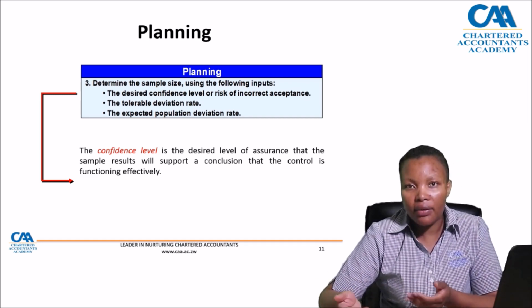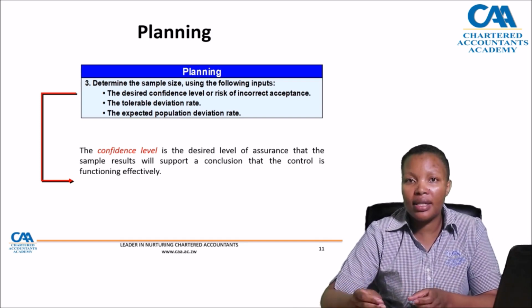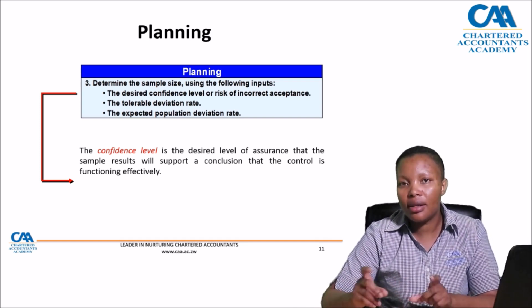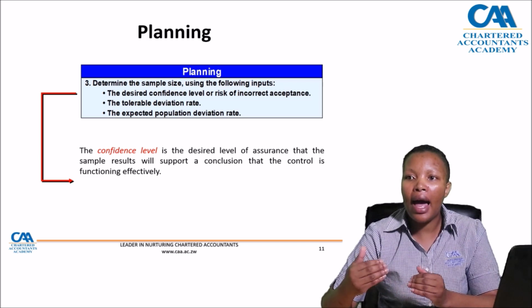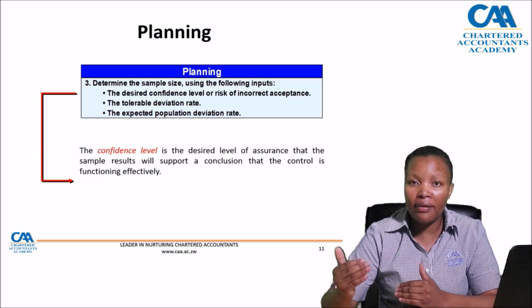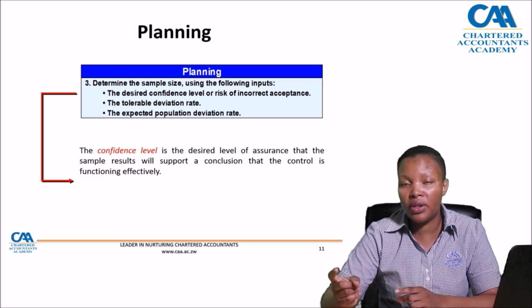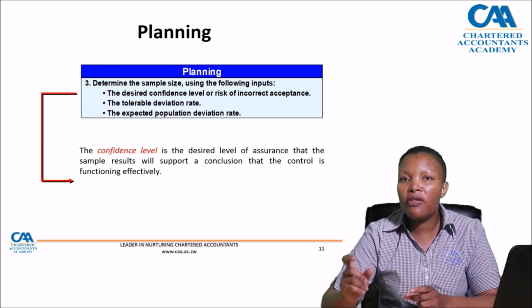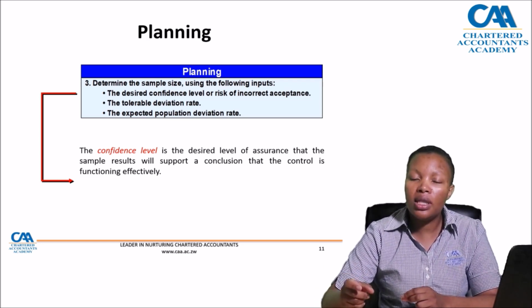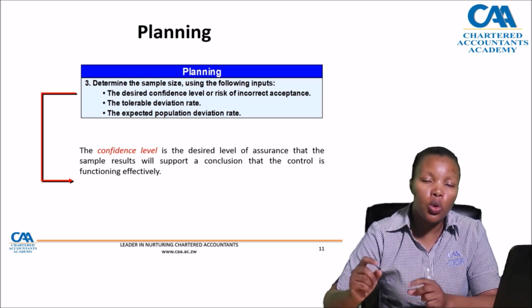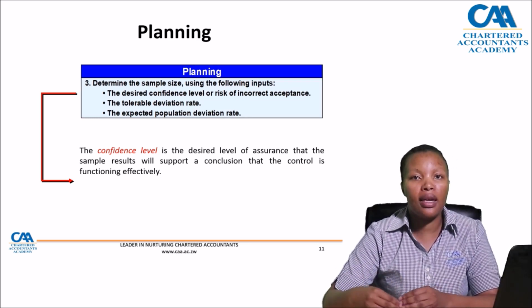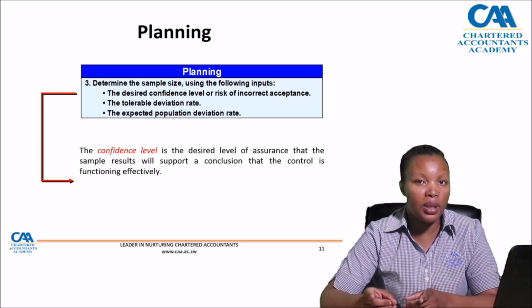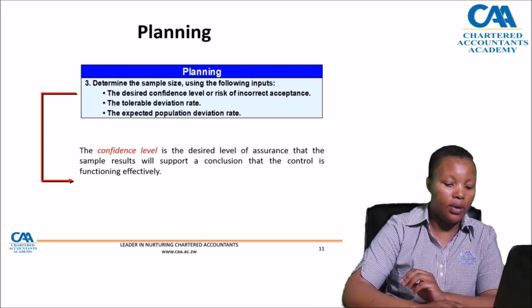So what's a high level? A high level could be a 95% confidence level. That is what the auditor is saying: I can accept a 95% confidence level. That is to say maybe 5% of the controls are not working effectively, but the auditor will still conclude that the controls as a whole are working effectively. So that is a 95% confidence level.